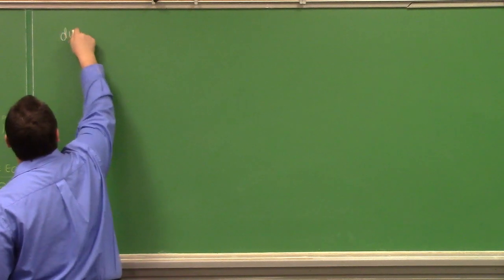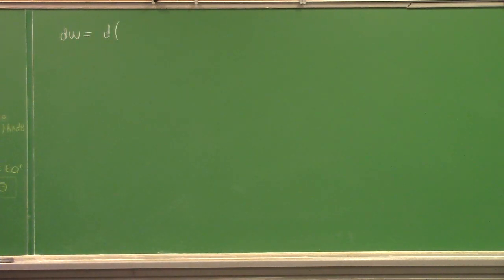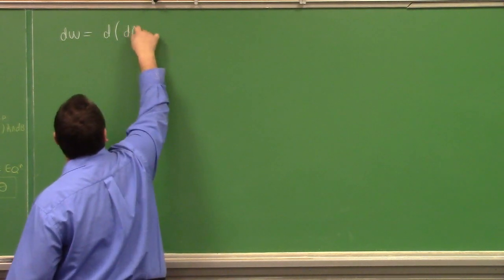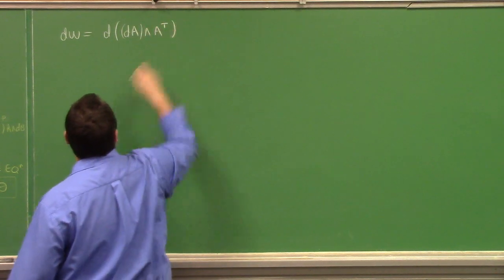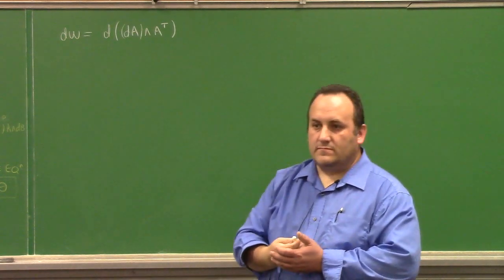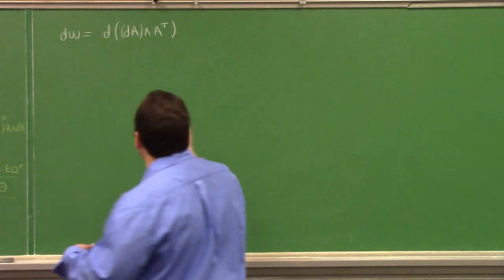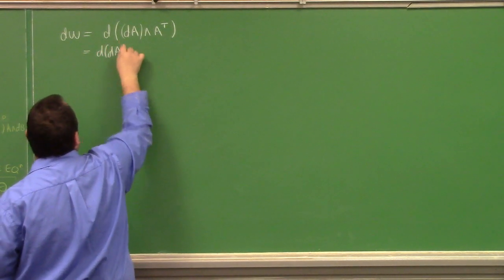All right, so let's do it. We start with d omega. That's d of what? d of dA wedge A transpose. And again, that wedge is optional. And then same thing we did last time, product rule. Of course, one of these is kind of trivial because it's d squared.